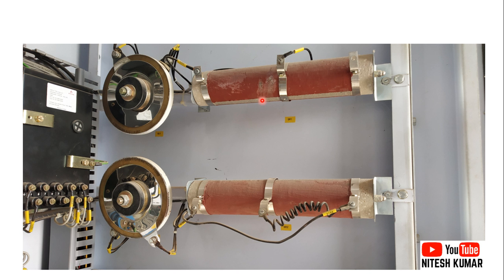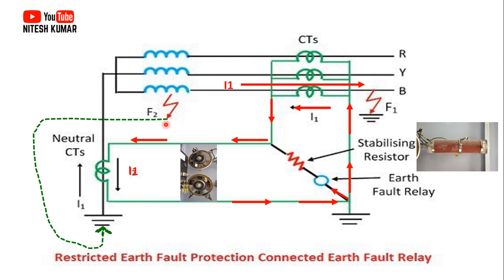Next, come to the point. See here, this is your stabilizing resistor. Here it is given with a tap, like a rheostat. You can select the value of the resistance as per your calculation. And this is the Metrosil, which is your VDR, a voltage dependent resistor, that I have shown you.